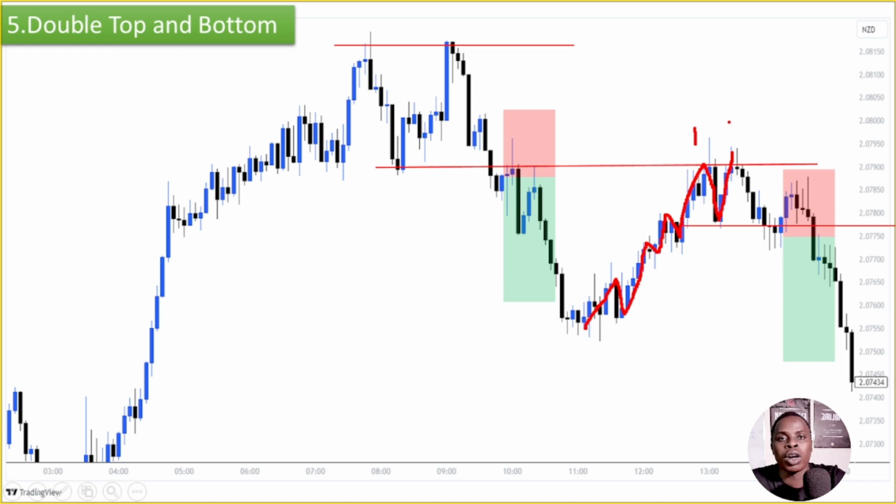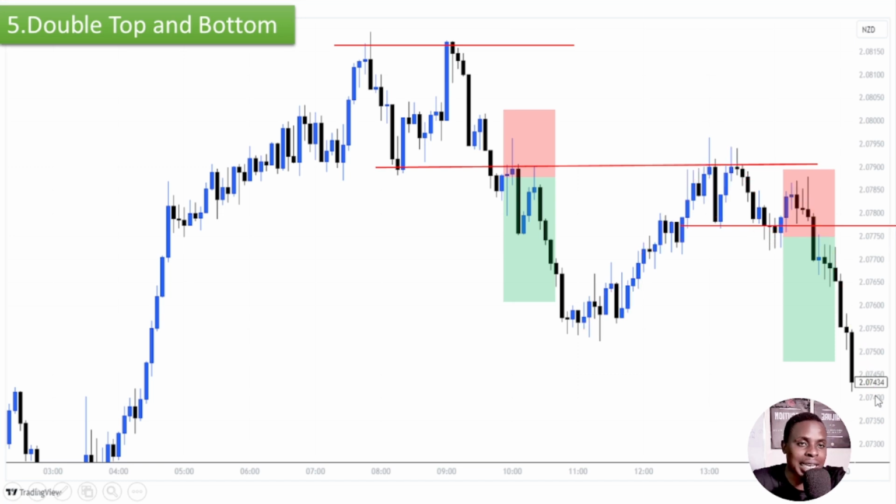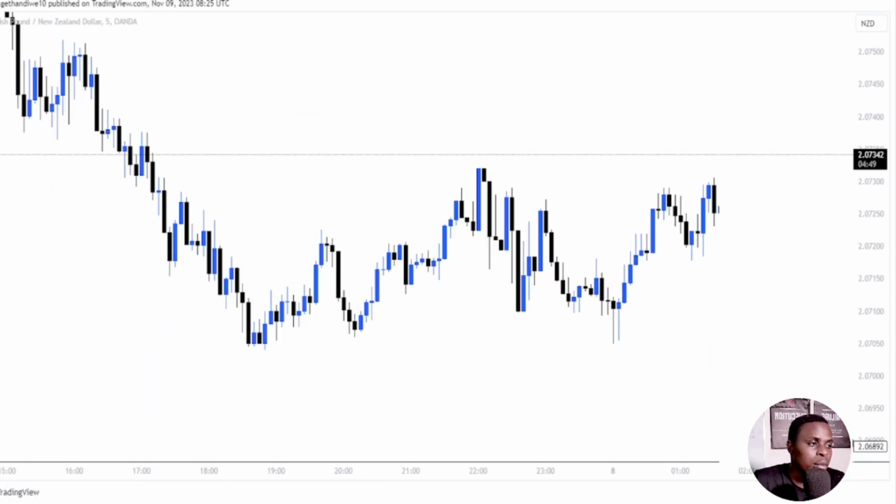So we have top one, top two, it goes to the downside. We draw the neckline here. Now because it fails to break, that breaks the neckline, we sell. And then once you do that, the market was supposed to go to the downside, but then started a reversal, which is the reality of the market. We pushed to the downside. That's exactly how you trade a double top and double bottom pattern.